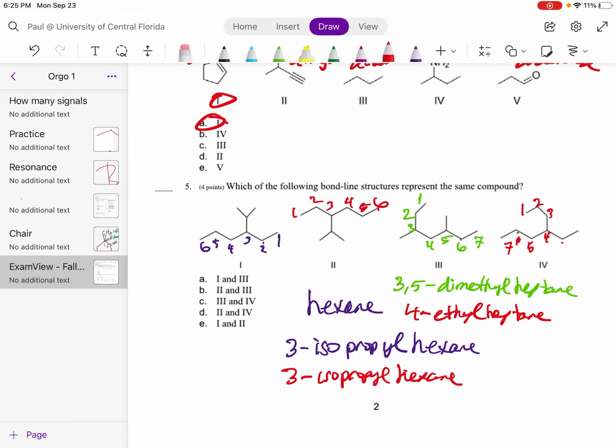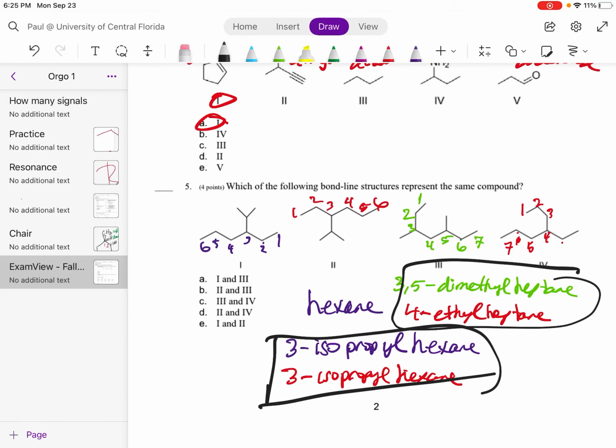So you can approach this problem by just naming them, and you can clearly see that these two are different names, and then those two are the same. So the answer would be 1 and 2, which is E.